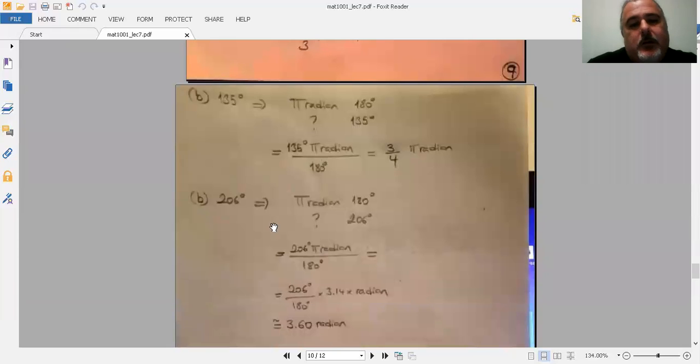Here, pi radian is 180. What about 206 degrees? It is the same, just a different number. Here, we just put pi. In the exercise, if it is asked, we can either leave it as pi or we can multiply it out. So we find that it is 3.60 radian.